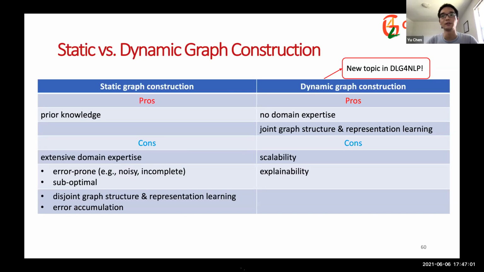Currently, it also has some disadvantages, such as scalability, because we need to learn pairwise node similarity, and also explainability. These are also good future directions in this dynamic graph construction topic.